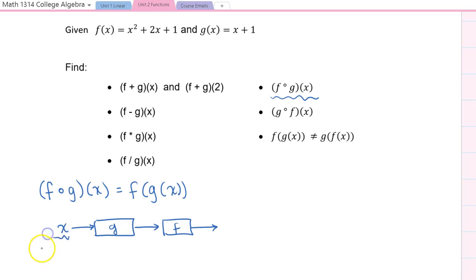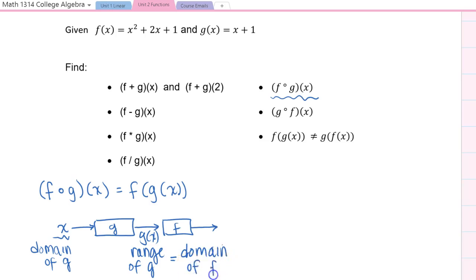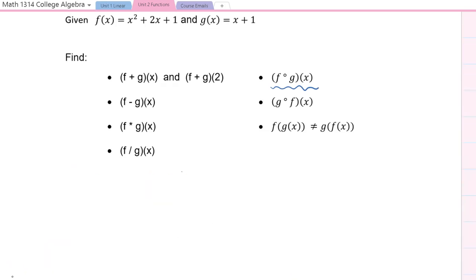Thus, we need to realize that the very first thing we plug into our g function is some x value that is in the domain of g. After the x value goes through the g function, what comes out is going to be the range of g. And this range value must equal a domain value that is in f, so that we can stick it into the f function. And what comes out of the f function is going to be the range value of the f function.